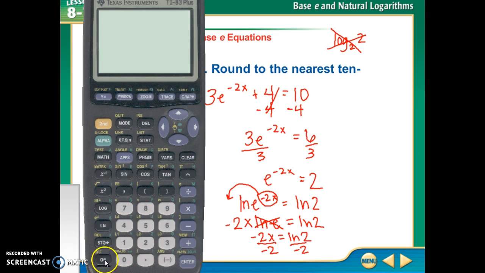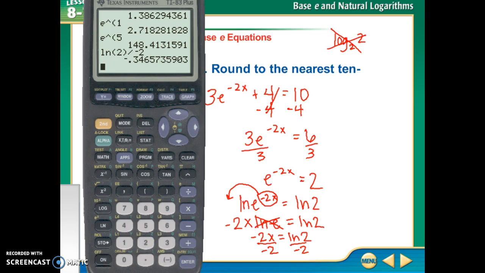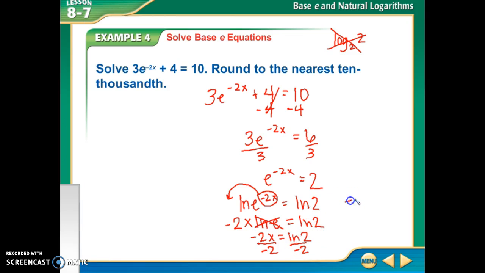And we're going to take natural log of 2 divided by negative 2. And we get negative 0.3466. All right, just like solving a logarithm, except instead of taking a log, we're going to take a natural log.